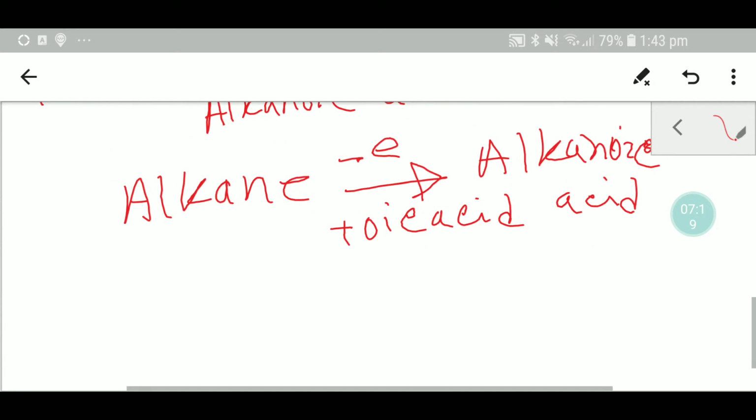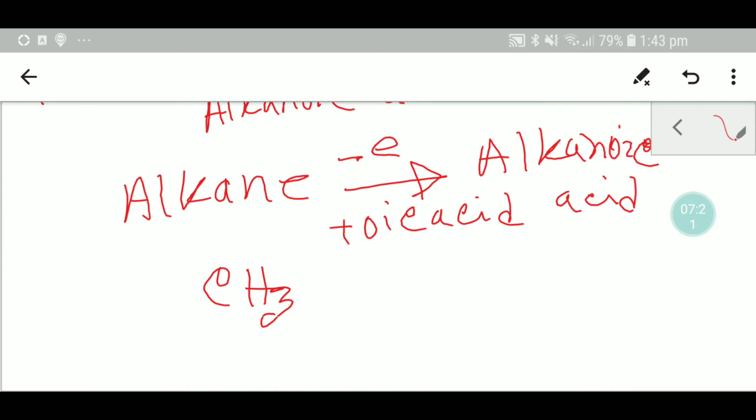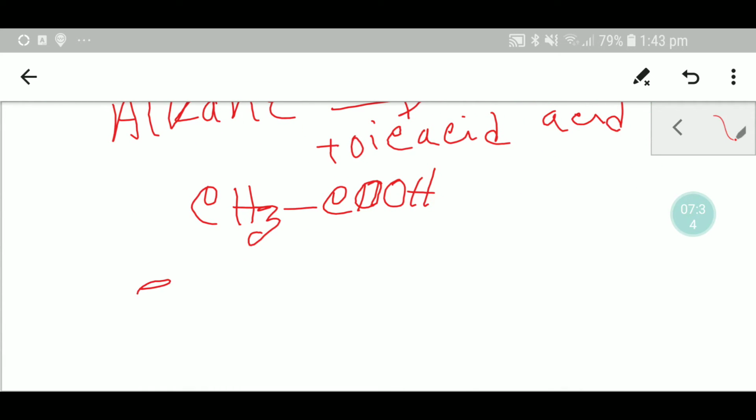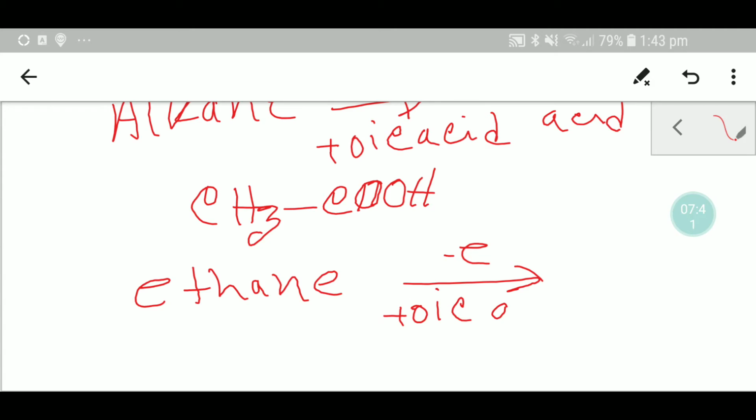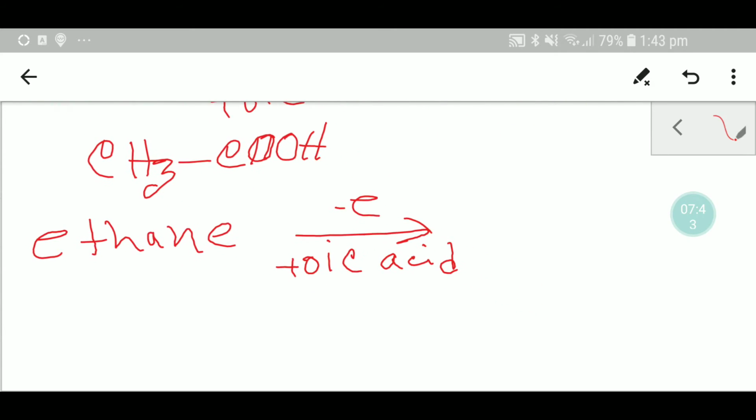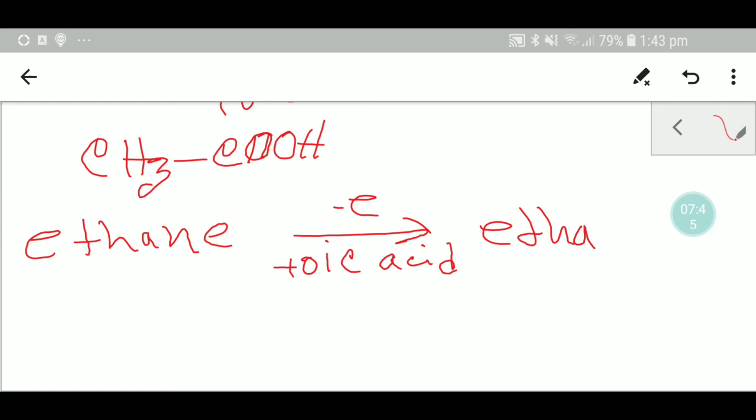So in case of acetic acid, what will be the name? This has 2 carbon, so the corresponding alkane is ethane. So we need to deduct E and we will add here oic acid. So we are getting here ethanoic acid. That is, the IUPAC name of acetic acid is ethanoic acid.